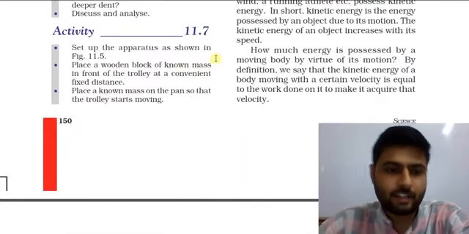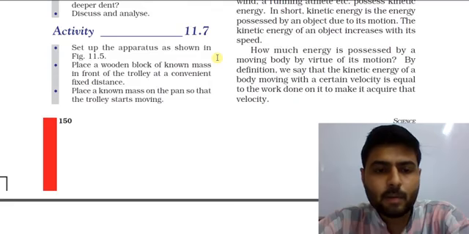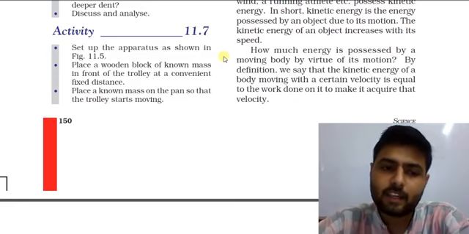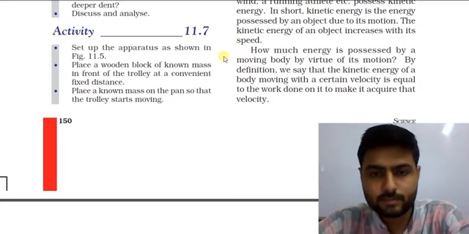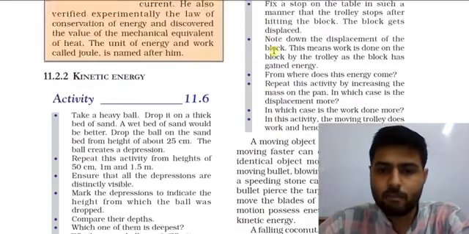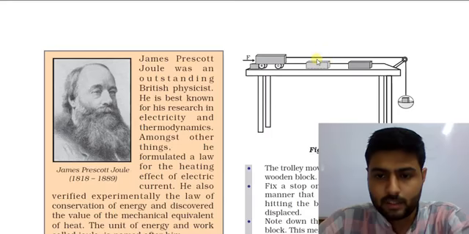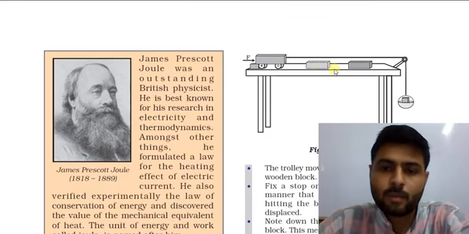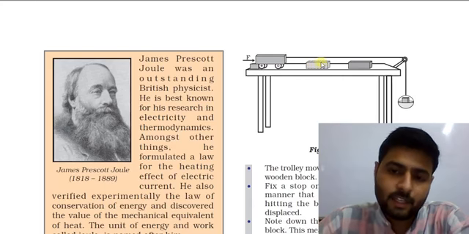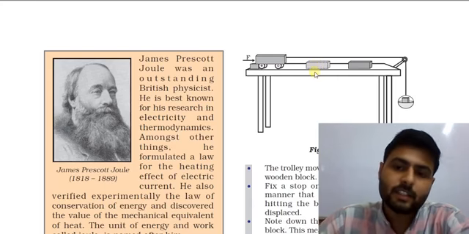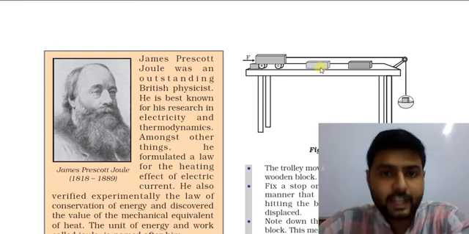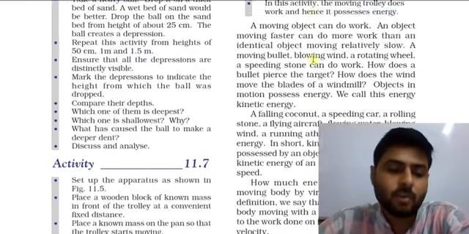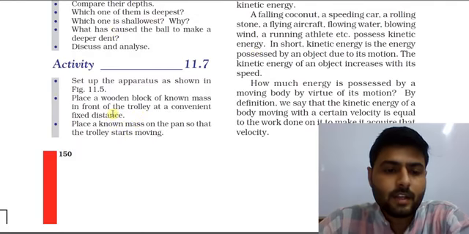Now let's read the activity. Place a wooden block of known mass in front of the trolley at a convenient fixed distance. Now we have the wooden block. This wooden block is of known mass. What is known mass? It means that we know that this wooden block is of 1 kg, or 2 kg, or 3 kg. That is known mass.